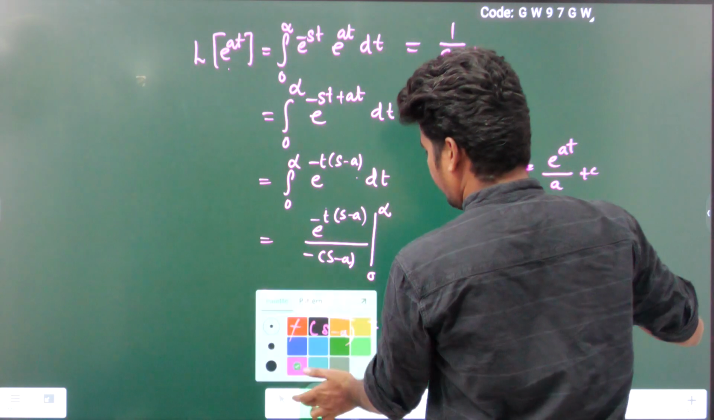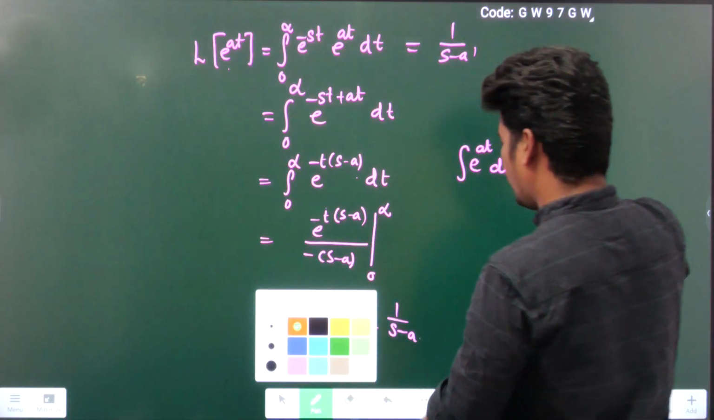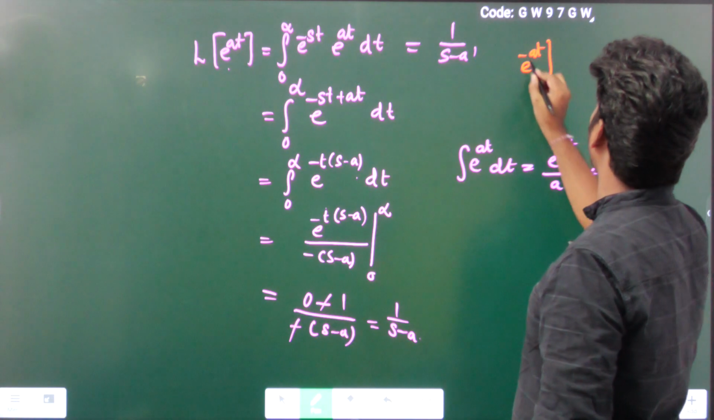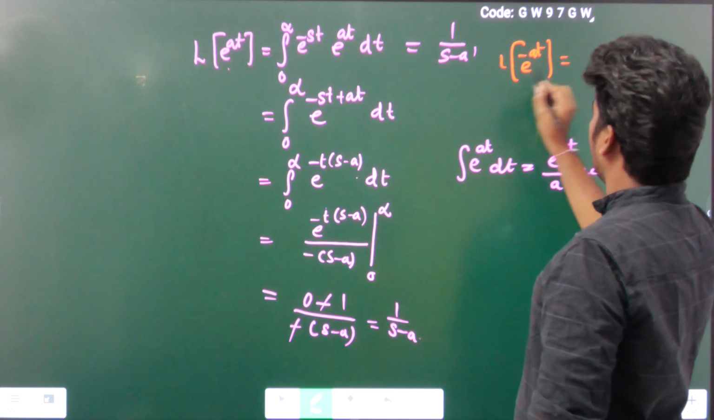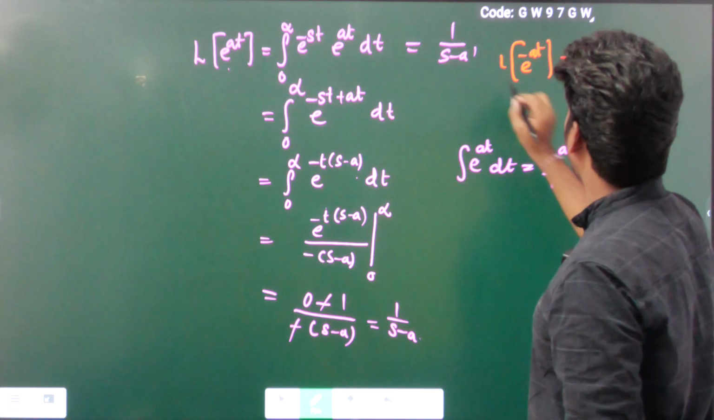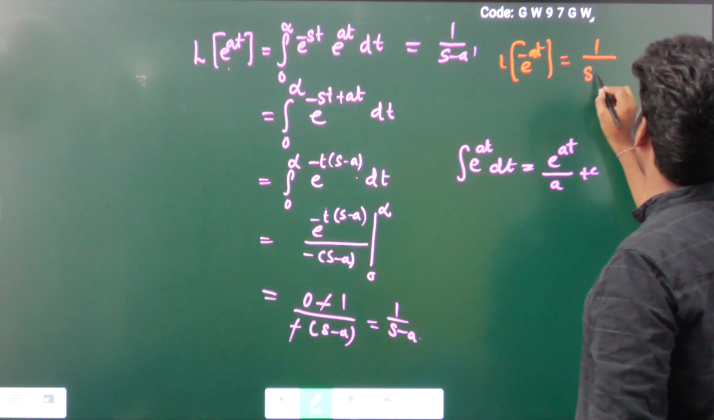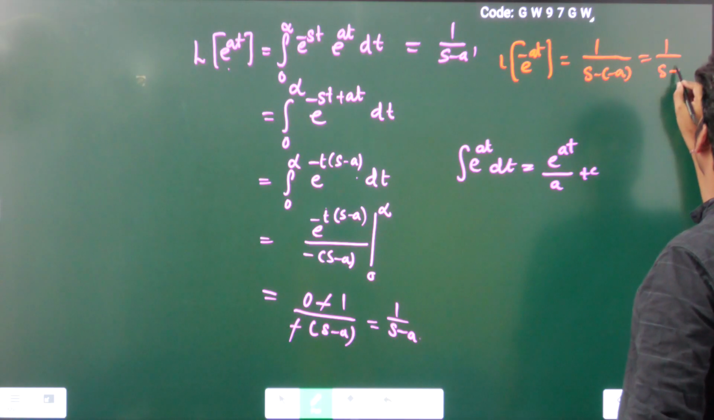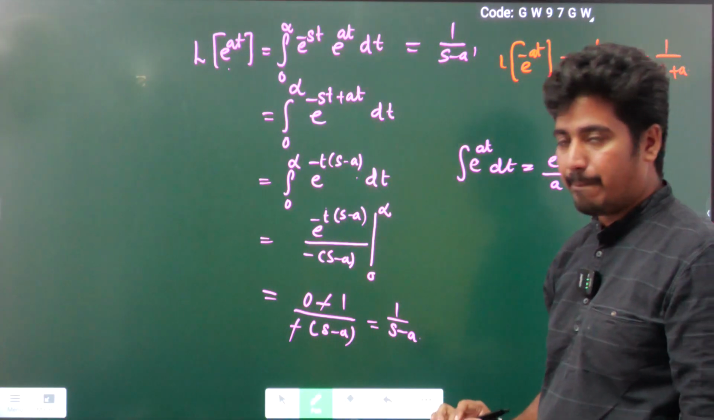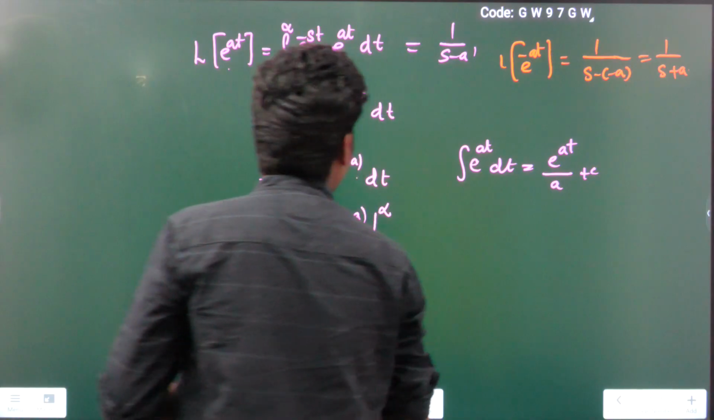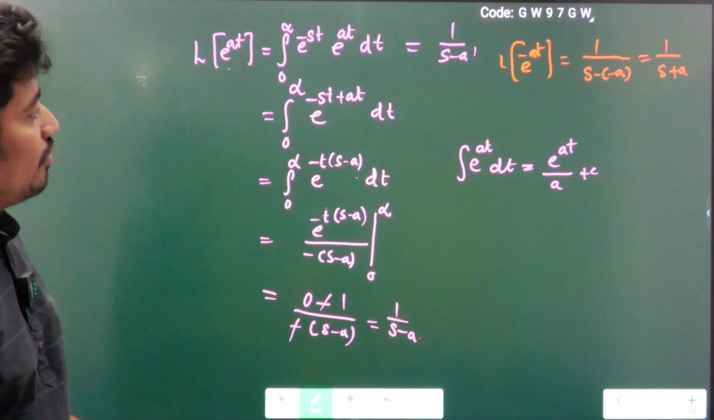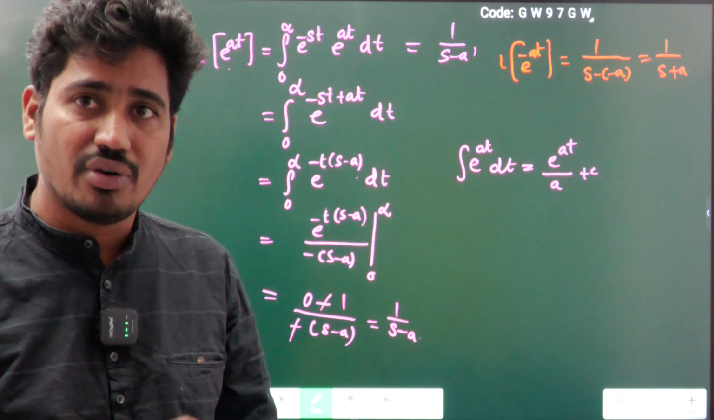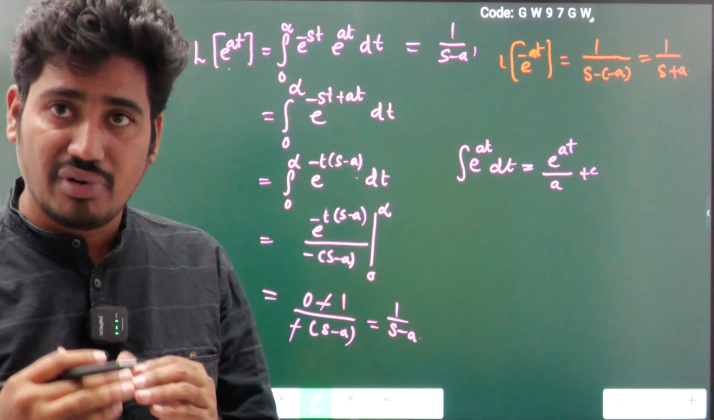We can also write the Laplace transformation of e power of minus at. Here a is replaced by minus a, so 1 by s minus of minus a becomes 1 by s plus a. So the Laplace transformation of e power at is 1 by s minus a, but the Laplace transformation of e power minus at is 1 by s plus a.